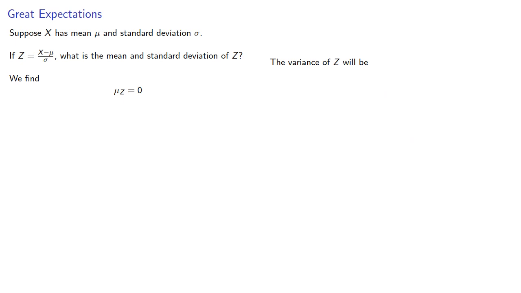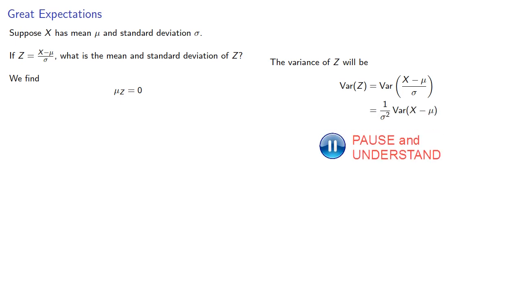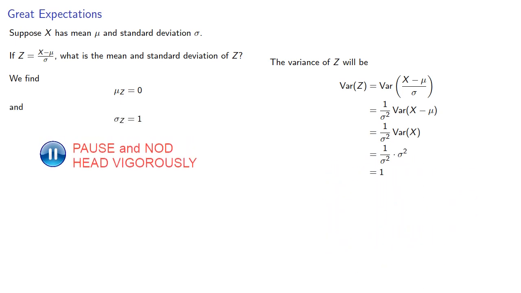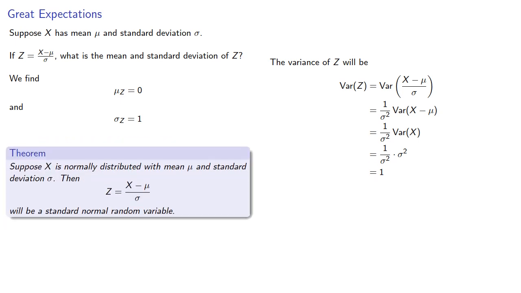We'll find the variance, and since sigma is a constant factor, we can remove it as its square. And remember, subtracting a constant from a random variable leaves the variance unchanged. And so we get a variance of 1. And so if x is normally distributed with mean mu and standard deviation sigma, then z will be a standard normal random variable. And this means we can use our table for any variable that's normally distributed.